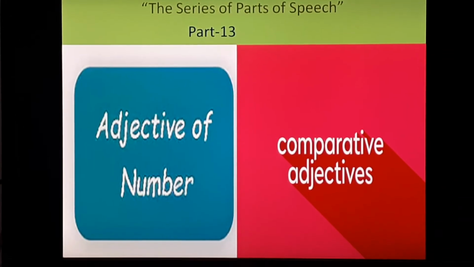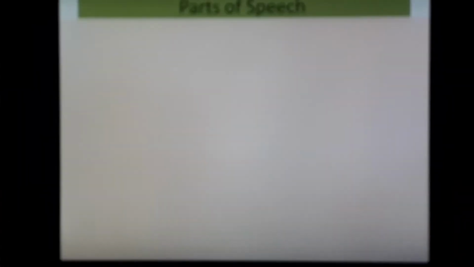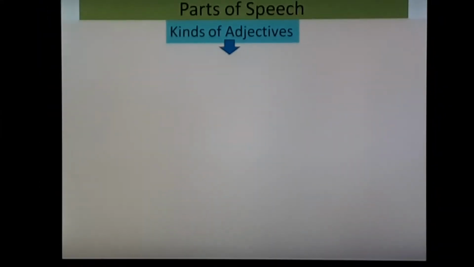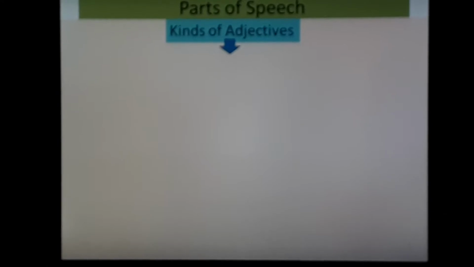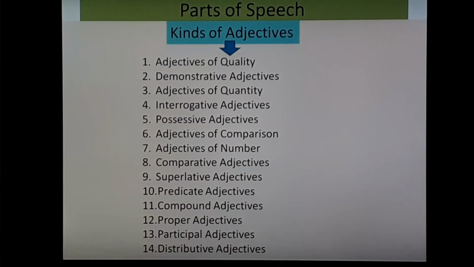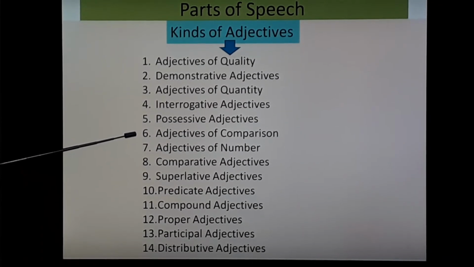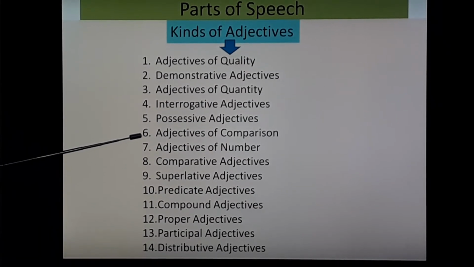Let's get started. Let's see kinds of adjectives. We have already completed type number 6. Now we are going to start type number 7 and 8.